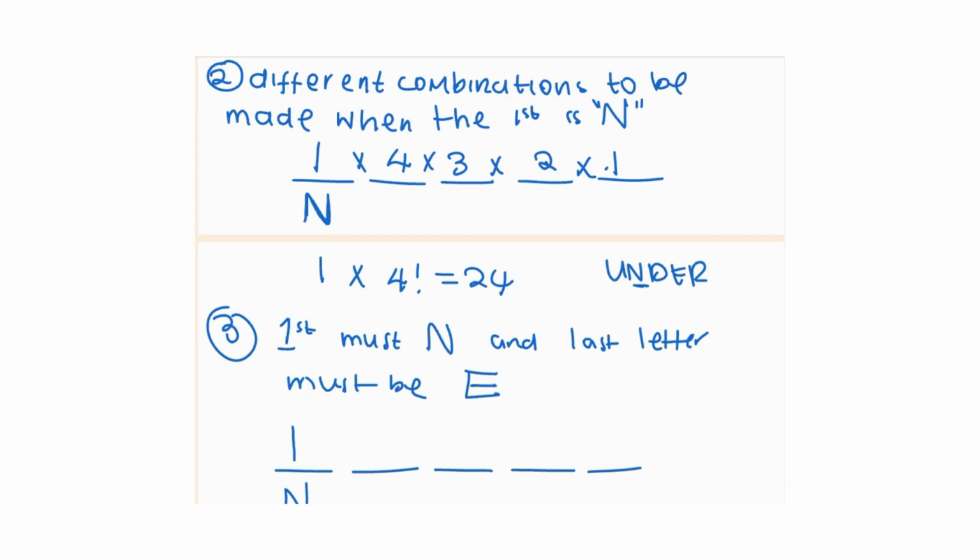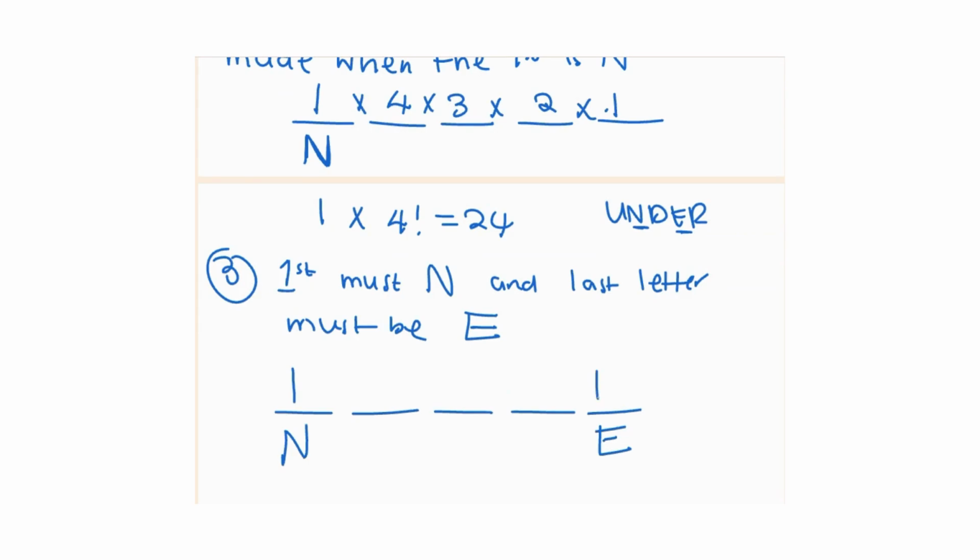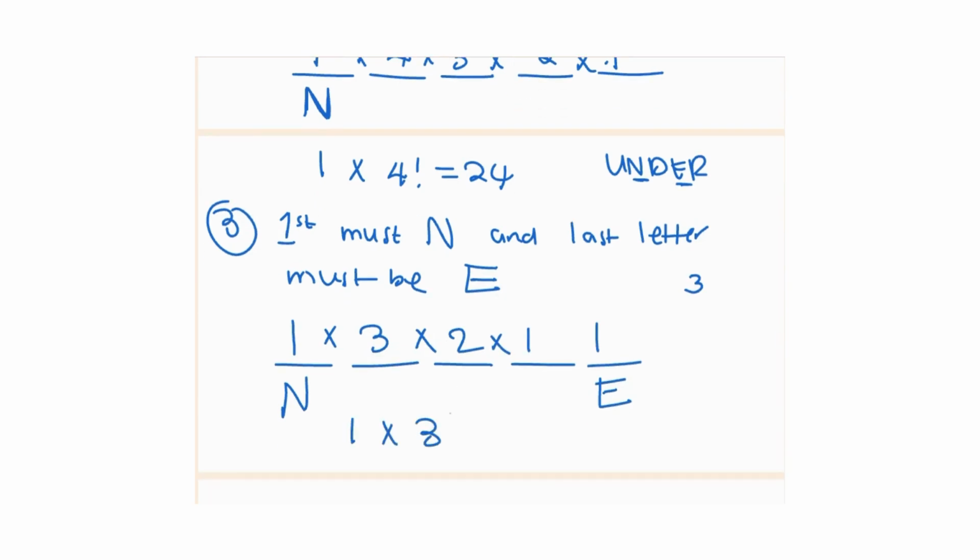And then the last letter must be e. How many e's do I have? I have 1 e, so I'm going to put an e there. So it means already 2 letters are out because n and e, n must be at the beginning, e must be the last. So how many letters do I have to rearrange in any way in the middle? I'm left with 3. So it means you're going to say 1 times 3 times 2 times 1, which is 1 times 3 factorial times 1, and 3 factorial is 6, then times 1 is 6. 6 different combinations.